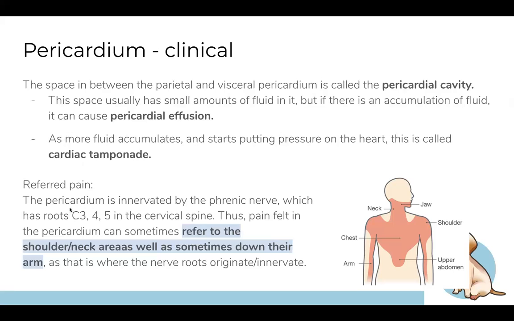As I mentioned, the pericardium is innervated by the phrenic nerve, roots in the cervical spine, thus it can refer to the shoulder and neck, and sometimes down your arm.